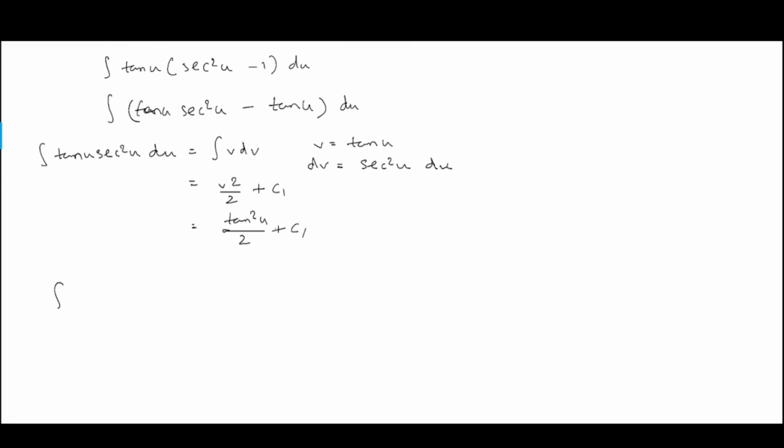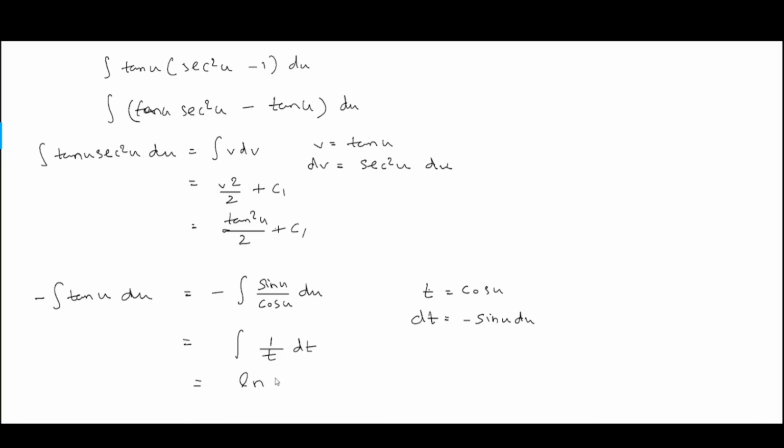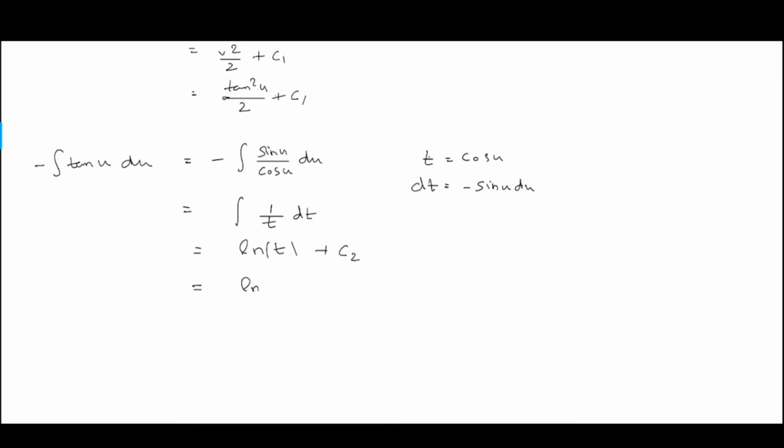Now we have got one part, but we have another part, which is minus tan u du, that is sine by cos. Let t be equal to cos u. So my dt is minus sine u du. That makes this, I'll take the minus inside, and then I'll have 1 by t dt, right? That is ln mod t plus c2. And that is ln mod cos u plus c2, right?